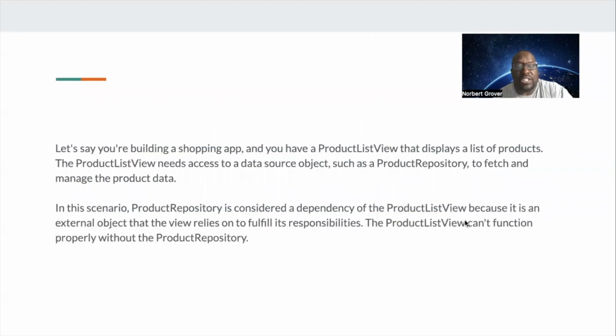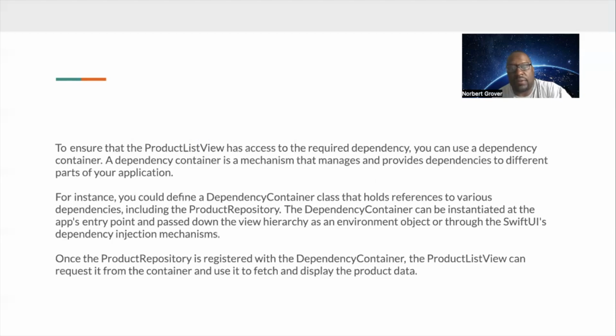Let's say we're building a shopping app and have a product list view that displays a list of products. The product list view needs access to data source objects, such as a product repository, to fetch and manage the product data. In this scenario, product repository is considered a dependency of the product list view because it is an external object that the view relies on to fulfill its responsibilities. The product list view can't function properly without the product repository.